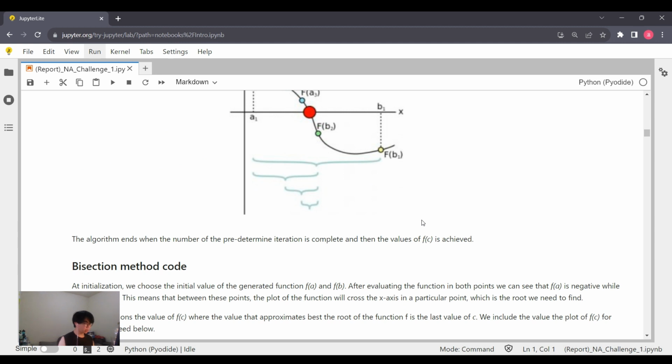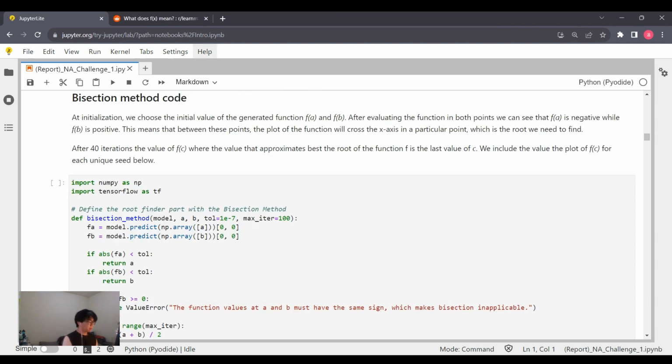The algorithm ends when the predetermined number of iterations is complete and the value of f(c) is achieved. For the bisection method code, at the initialization, we choose the initial values of the generated function, fa and fb. After evaluating the function at the input points, we can see that fa is negative while fb is positive in this code. This means that between these points, the plot of the function will cross the x-axis at a particular point, which is the root that we need to find.